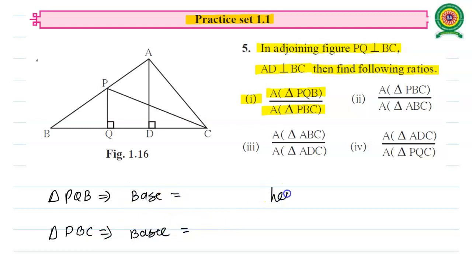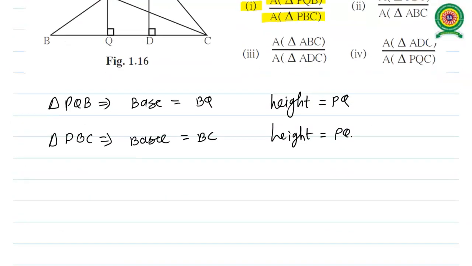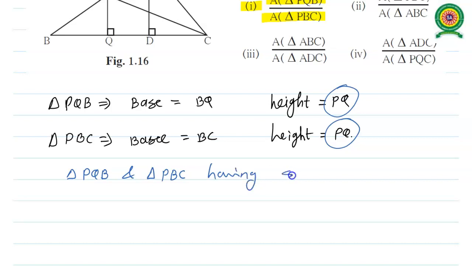Once is in the triangle PQB, the perpendicular drawn on BQ, so BQ becomes the base and PQ itself is the height. What about the second triangle now? We have triangle PBC. PQ is the perpendicular drawn on BC, so BC is the base and the perpendicular itself is known as the height of the triangle. Look at the heights of both triangles now. They are exactly identical, so I am writing triangle PQB and triangle PBC having same height.